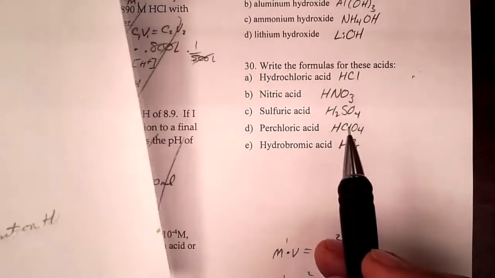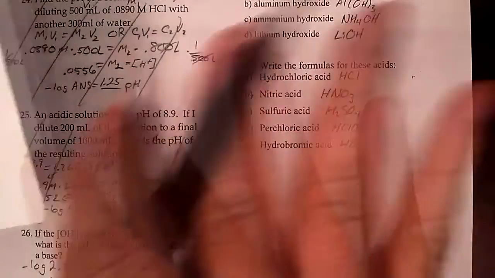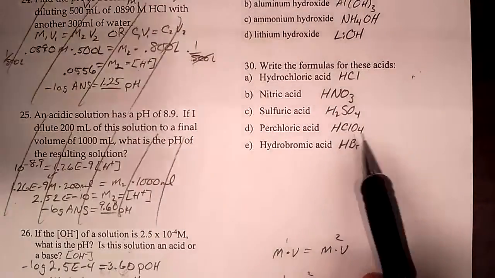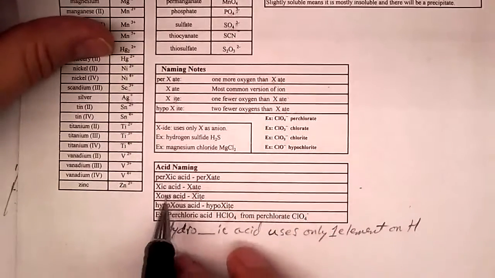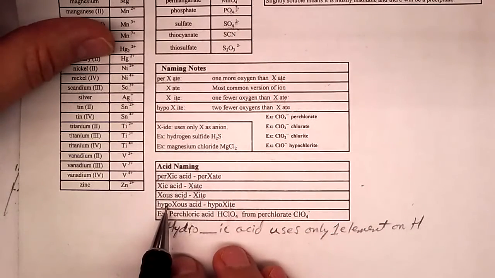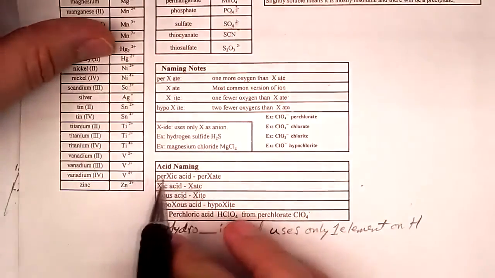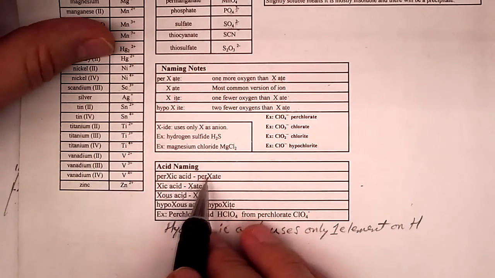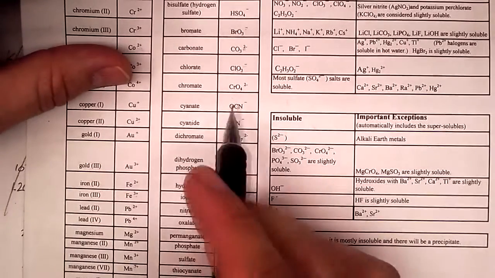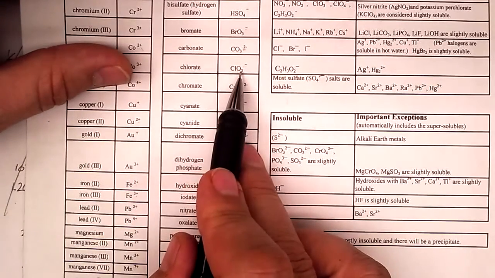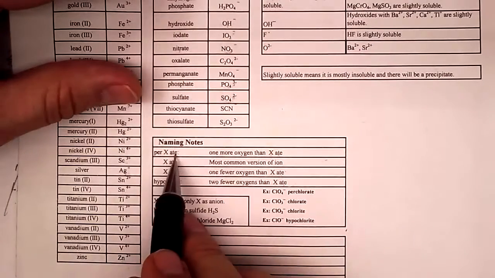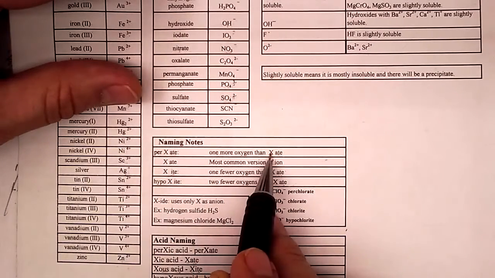And for D, we get slightly even more complicated. Perchloric acid would use perchlorate. Well, I know somebody will say, well, I don't have perchlorate up here. Right, but you have chlorate. And perchlorate sounds a lot like it. In fact, there's another naming box down here that perchlorate would be one more oxygen than regular old chlorate.